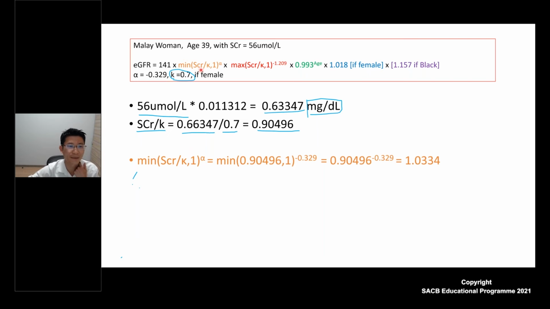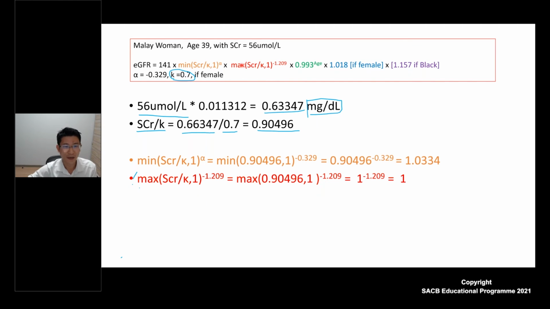Then we look at the minimum of SCr over K and 1, to the power of alpha, which looks very complicated, but actually it's not. Minimum just means you have two values, 0.90 and 1. Which one is smaller? Of course 0.9 is smaller than 1, so I choose 0.9. 0.9 to the power of a negative number gives you 1.03. Then you have the max of SCr over K and 1. Which one is bigger? Max means the bigger one, so we choose 1. 1 to the power of any number gives you 1 as well.